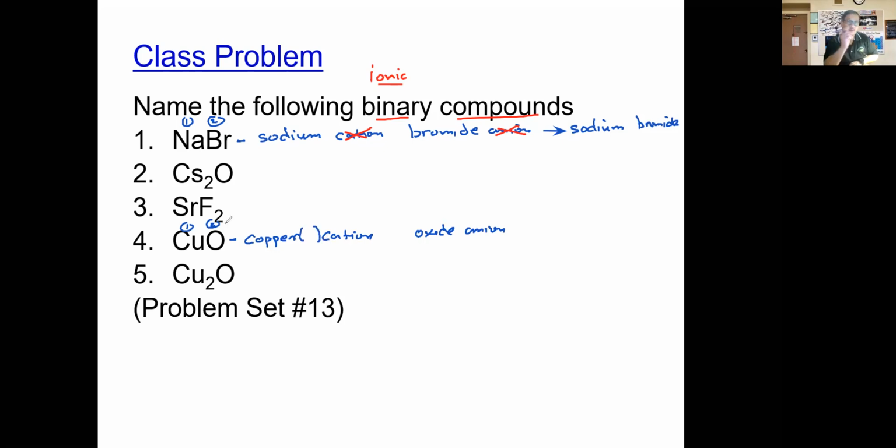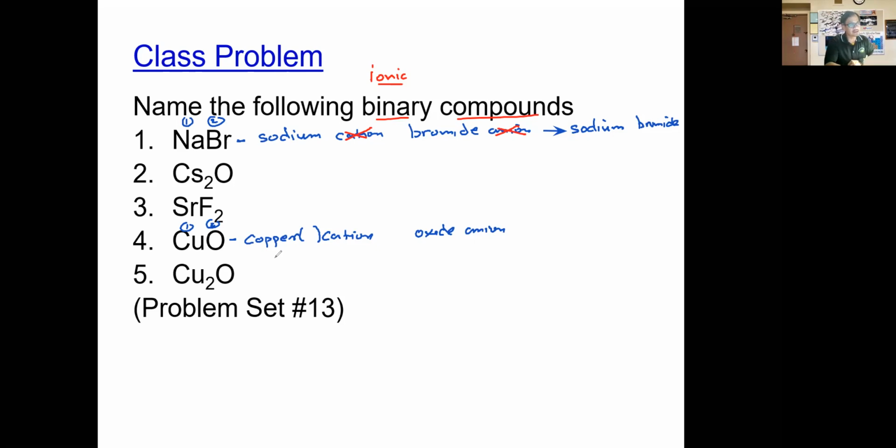Why? Because copper is a transition metal. We did not have to do it here with sodium because sodium is not a transition metal, and it's not one of the four. It is not tin, it is not lead, it's not bismuth, it's not antimony. If it's not one of those four representative metals, you have to use the stock system to name. So sodium is not any one of those, and so we don't need to include the Roman numeral. But with copper, we do. This copper is a transition metal.